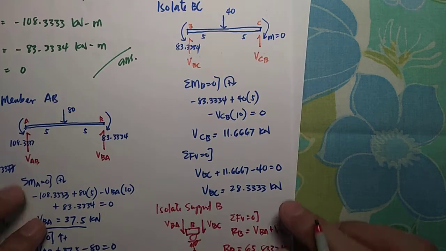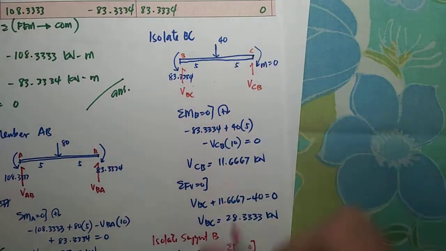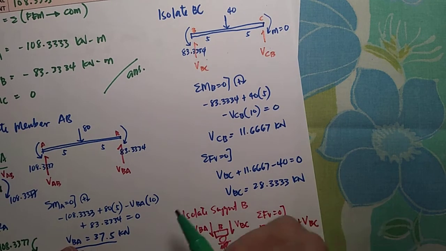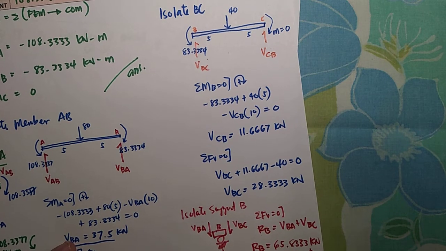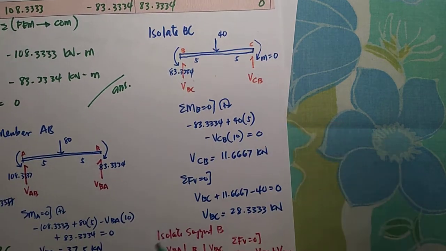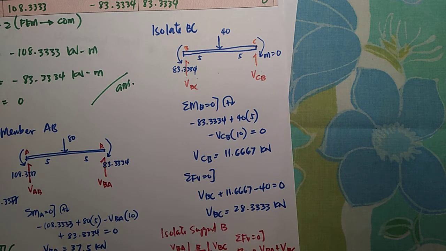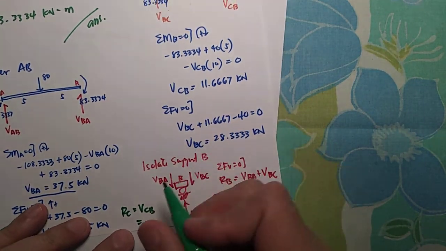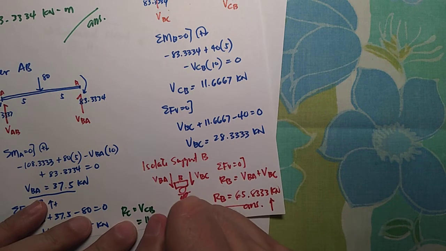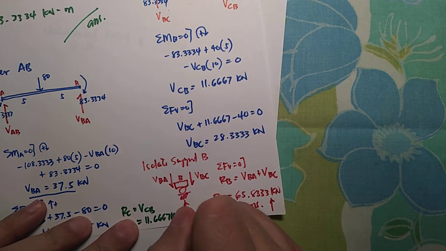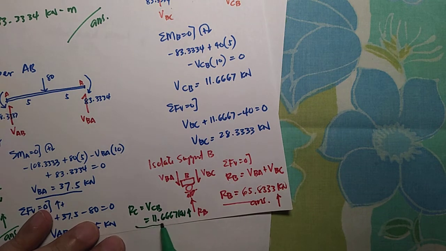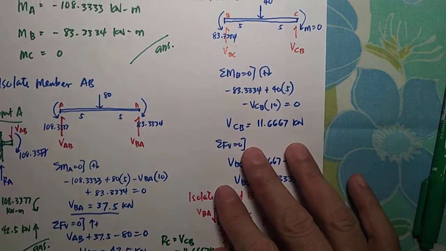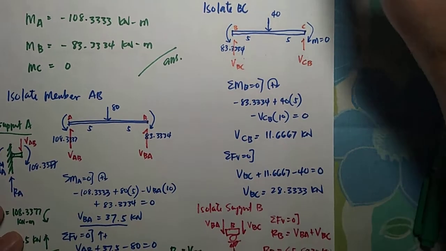And ano pa yung huli? Reaction naman sa C. What will be the reaction sa C? For the reaction sa C, actually, the reaction sa C would just be equal to the shear on CB. Shear on CB. And what's the shear on CB? The shear on CB is 11.6667 kilonewton, and that is upward. So yan naman yung reaction sa C. Okay? So yan na yung kompletong mga reactions.